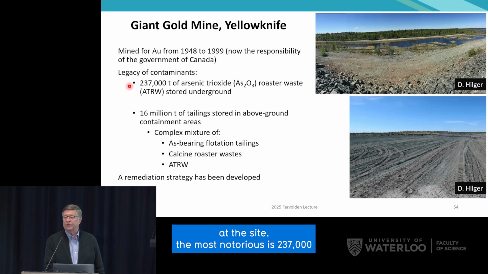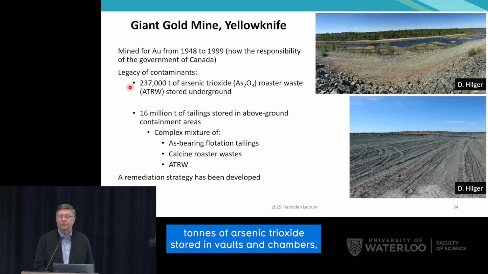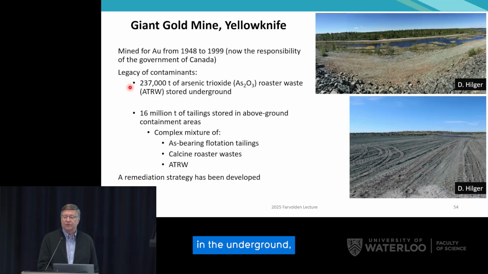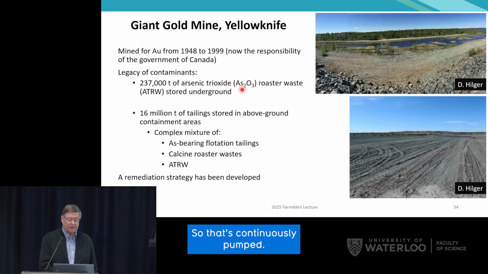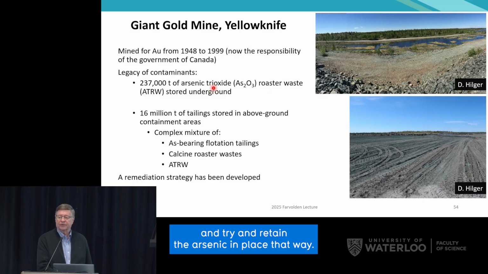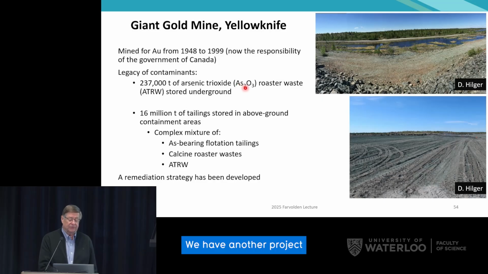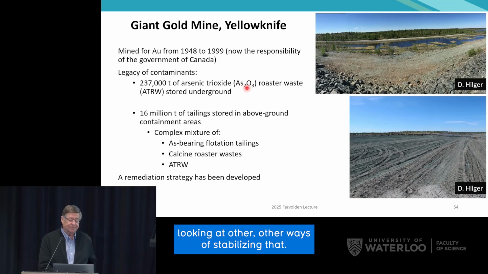The most notorious is 237,000 tons of arsenic trioxide stored in vaults and chambers in the underground, about 500 meters from Great Slave Lake. So that's continuously pumped, and the plan is to freeze those chambers and try and retain the arsenic in place that way. We have another project looking at other ways of stabilizing that.